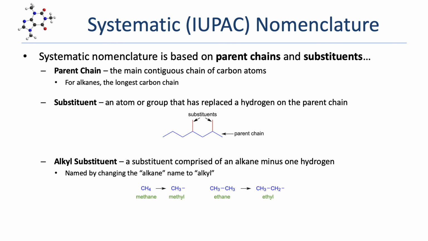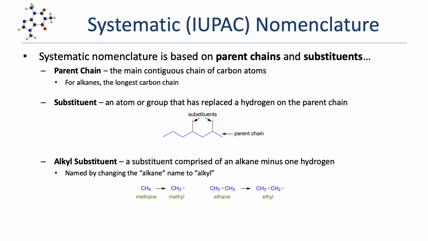Now, systematic nomenclature is based on the ideas of parent chains and substituents. A parent chain is really just the main contiguous chain of carbon atoms, and for an alkane, that's simply the longest carbon chain in the molecule. A substituent is an atom or group of atoms that have replaced a hydrogen on the parent chain. So if you look at this molecule, the longest carbon chain is that 7-carbon chain kind of going left to right. That's the parent chain.